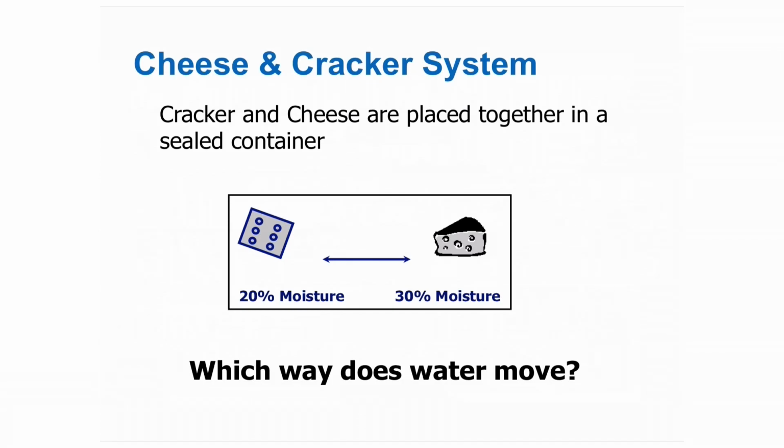And of course the answer is that water will not move, and that's because the water activities of the two materials are exactly the same. Even though their moisture content is very different, their water activities are the same. So the energy of the water in both systems is the same. There is no motivating force, because water moves from high energy to low energy, not high concentration to low concentration.